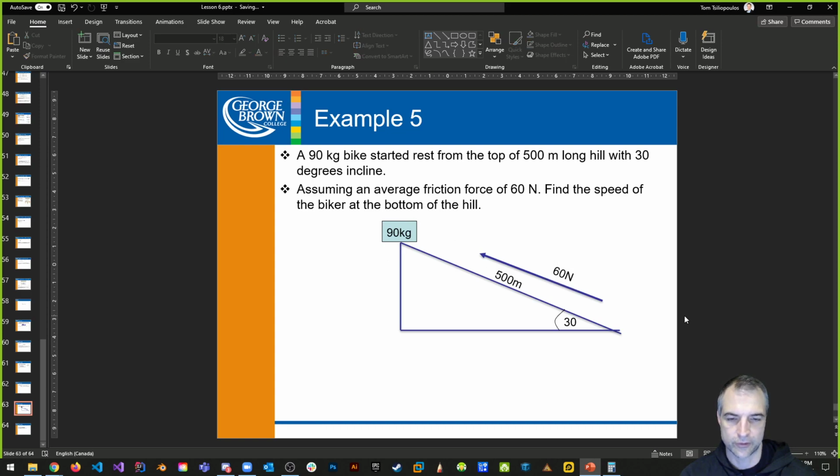One way to figure this out the long way would be to sit there and draw a particle free body diagram, and figure this out like this. I've got forces. But what it's asking for is to find the speed of the biker at the bottom of the hill. Nowhere does it say work or any of that stuff. However, here's what we know. We know that 90 kilograms is what this thing weighs. We also know that this is 500 meters.